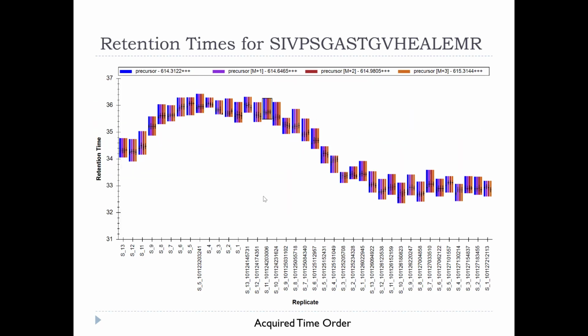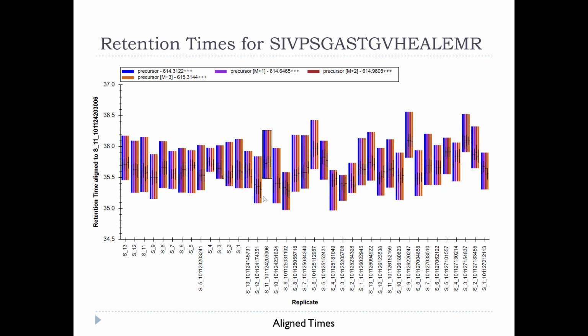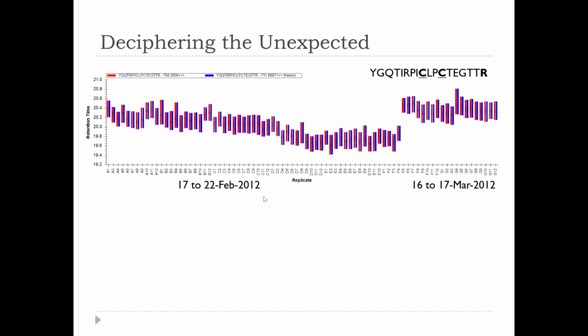That's a little strange, but then if we do retention time alignment, with everything aligned, I get even better retention time stability, and that just kind of goes away. That's something called retention time alignment. Skyline makes it easy to do, and then you can get an even better sense that they really were acquired at very, very similar times. So what happened here?